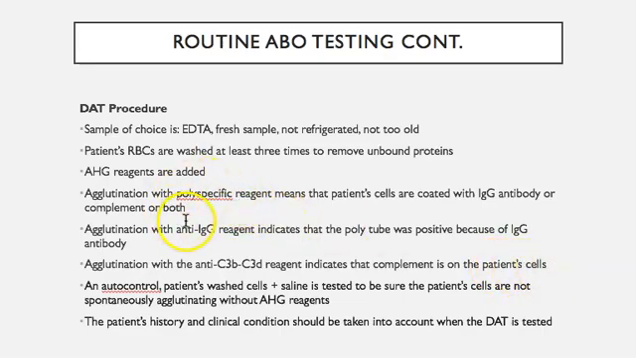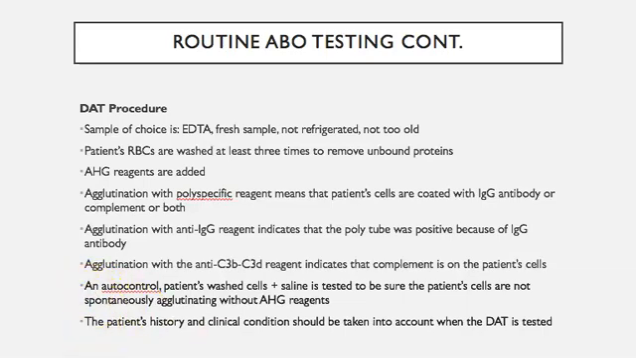So you would start with polyspecific or polyclonal reagent, which tests for both IgG and complement. So if it's positive, then you would go on and test monoclonal reagents to test for IgG and complement.